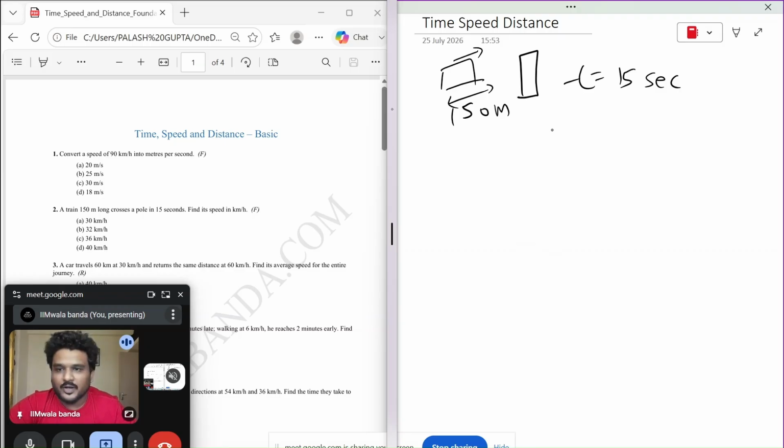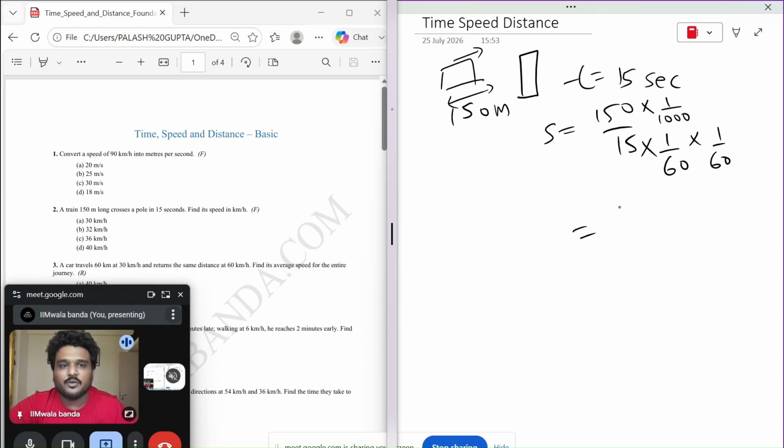Now, if you look at the question, it's basically speed is distance upon time, but because this time is in seconds and I need it in hours, I will convert it into minutes, then I'll convert it into hours. And similarly, 150 is in meters and I have to convert it into kilometers. So now if you look at it, what is this? 15 by 100 is in the numerator and 15 by 3600 is in the denominator.